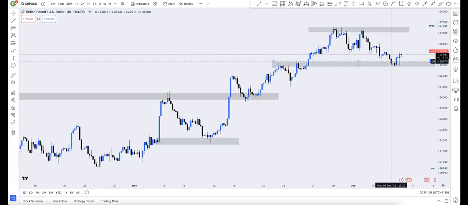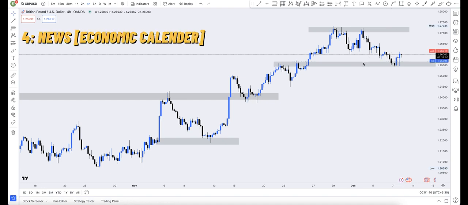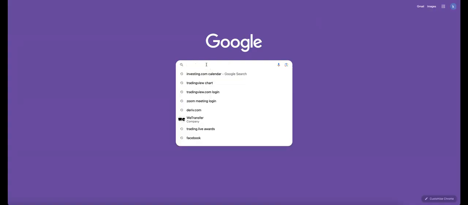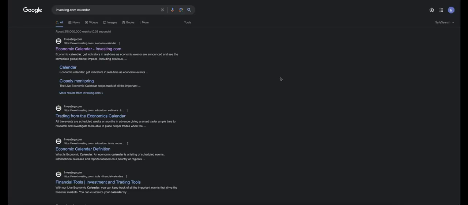The next thing you also have to look out for is the news. That is the economic calendar, to see if we have any news on that day. The reason why I am saying that is because you are trading one currency against another, that is trading one country against another. So you have to find out whatever is going on in that country.